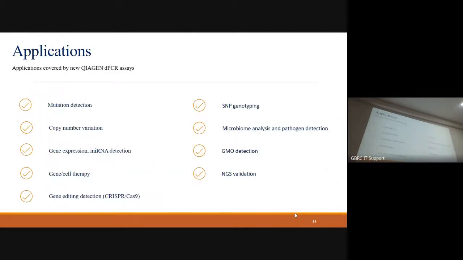So what are the different applications that we can use? We can use this digital PCR for rare mutation detection. Suppose your wild type is very high and you want to detect some rare mutation, you can do that. Copy number variation, gene expression analysis, miRNA detection, then gene editing based applications, genotyping, you can do microbiome analysis, as well as infectious disease monitoring or any seroprevalence kind of experiment, and NGS quantification also.